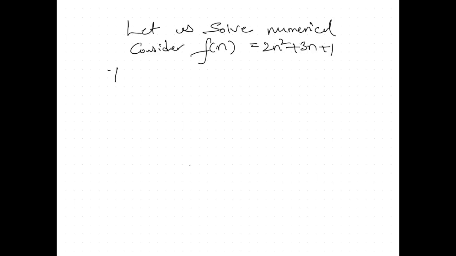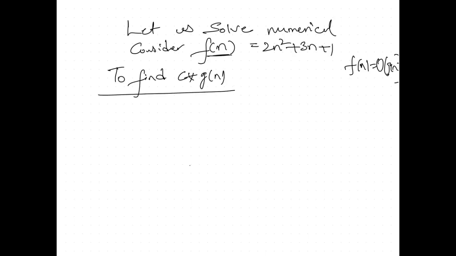To find the time complexity of f of n, what is required? g of n is required, right? Why? Because f of n is always big O of g of n. To find c times g of n, what do I need to do? I have to take f of n. So what is f of n? 2n square plus 3n plus 1.